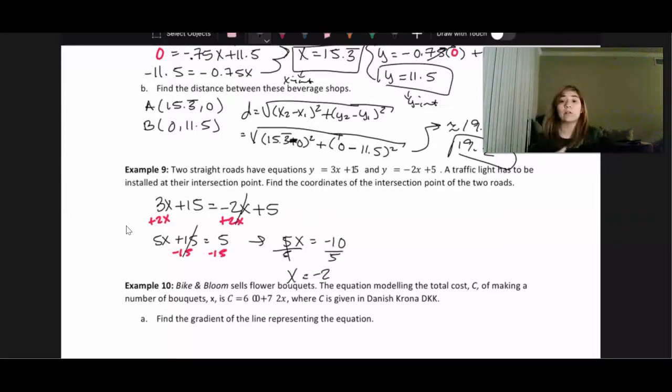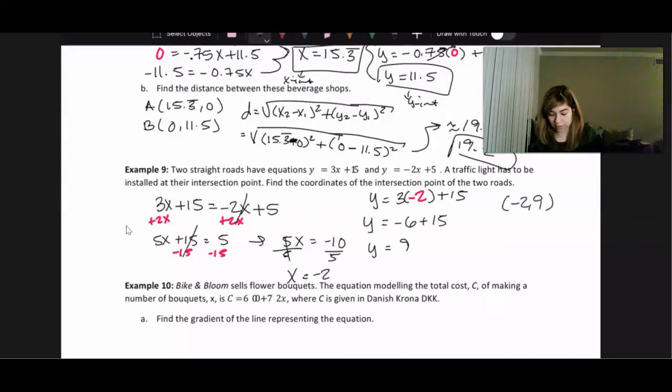So notice it says find the coordinates. I found the x coordinate, but coordinate points have two values, x and y. To find the y value, I need to plug the x coordinate I found into either equation. It doesn't matter which equation I plug it into. I'll plug it into the first one. Please remember, we have the input. If I put in the input, I'll get the output. So what happens at negative 2? Negative 6 plus 15, y equals 9. So my coordinate point is (-2, 9).